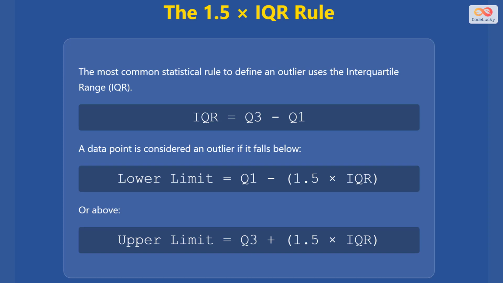Mathematically, we use the interquartile range, or IQR, rule. The IQR is the width of the box in the box plot. We multiply this range by 1.5. Any value that is more than 1.5 times the IQR below the first quartile or above the third quartile is officially classified as an outlier.